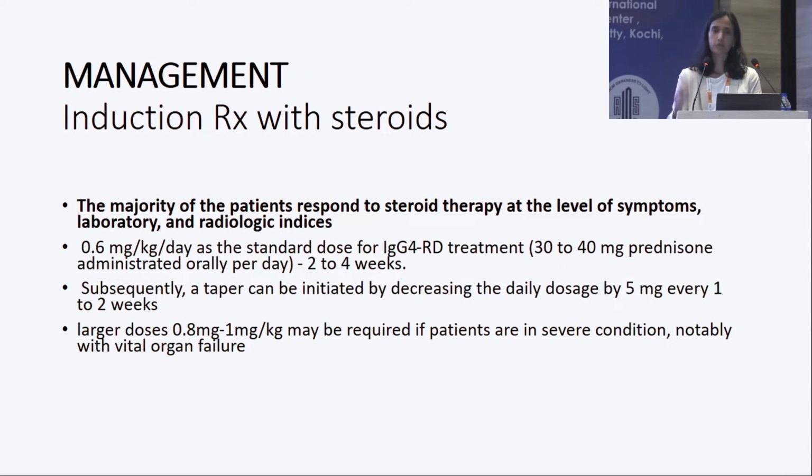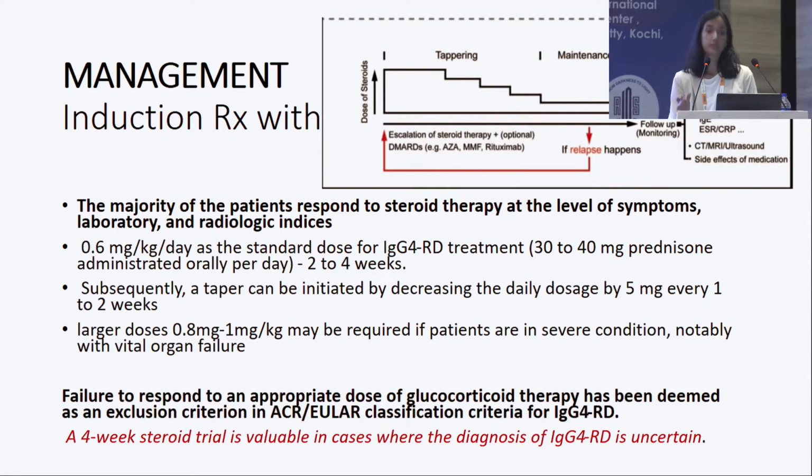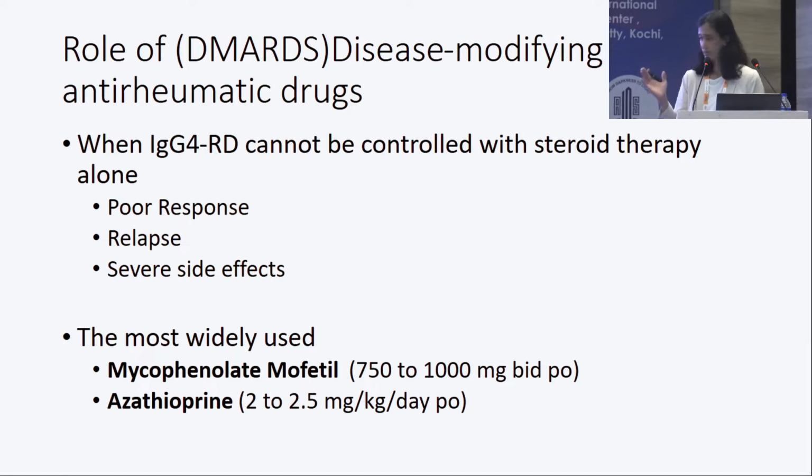We usually start with 0.6 mg per kg per day, and then of course it is tapered, but it has to be a slow taper. That is what you have to remember. Remissions are good, but relapses are 30 to 70%. I think in a previous presentation, Dr. Bhavna said 70% of them actually relapse. So the relapse rate is high.